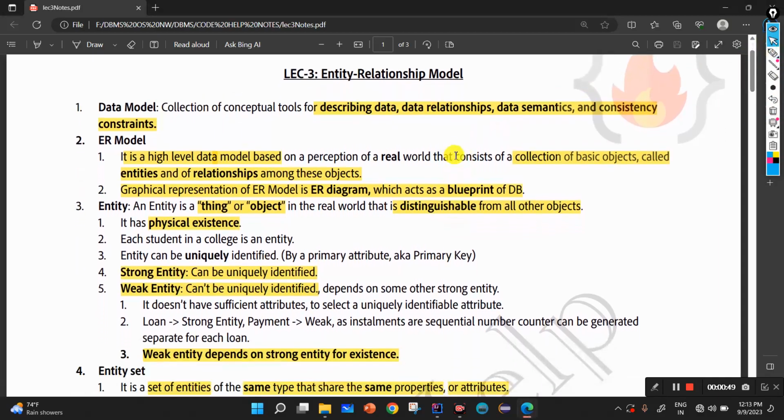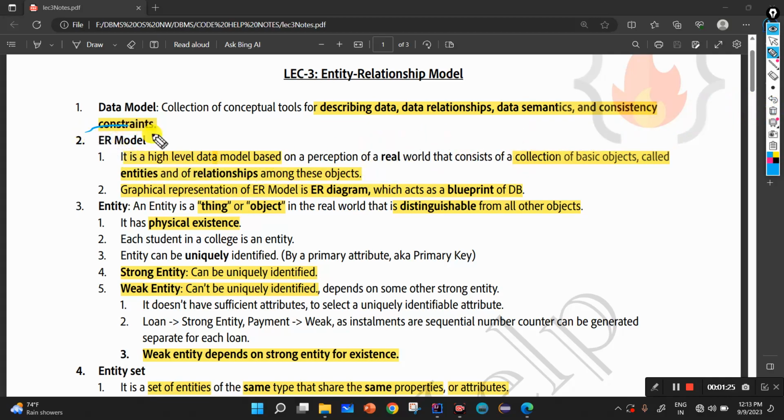Now ER model, what is ER model? It is a high level data model. Okay, so we have studied data model. Now ER model is just an example, and it is a high level data model. Now learn more about it. It is a perception of the real world that consists of a collection of basic objects called entities and relationships. ER model, or entity relation model, as the name suggests, has entities and the relationships among these objects. Okay, so this is the simple definition.